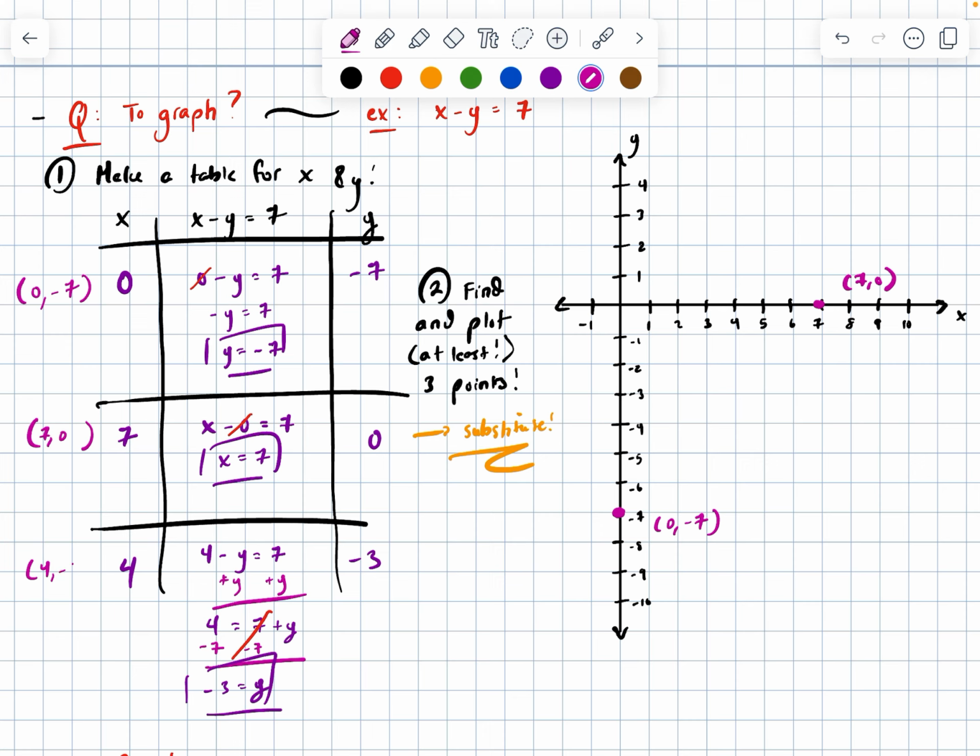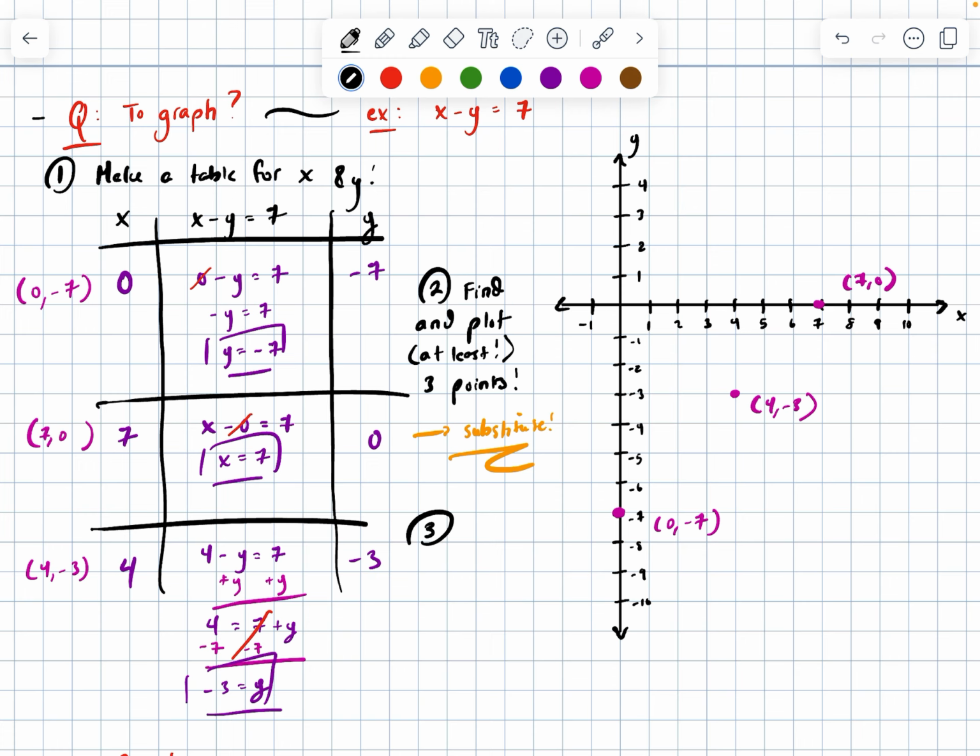So when x is equal to 4, y is equal to negative 3, the point, therefore, that's on my graph would be 4 comma negative 3. So then 4 is over here. Go down 3 in the y direction. 4 comma negative 3 is right there. Cool. So now I've got my 3 points.